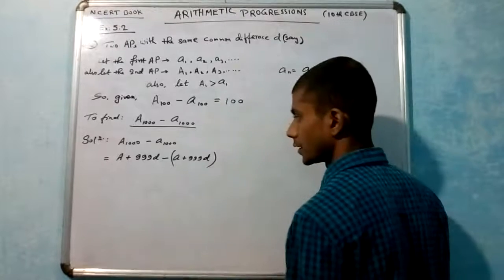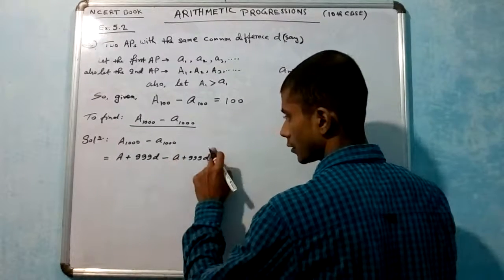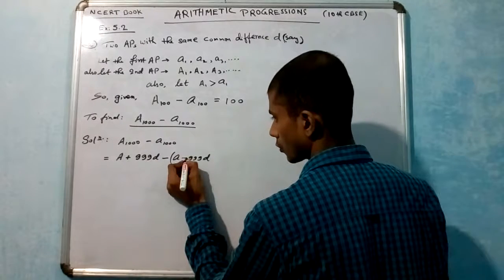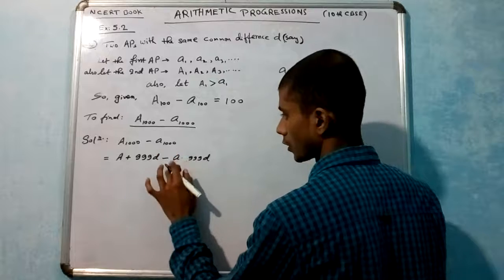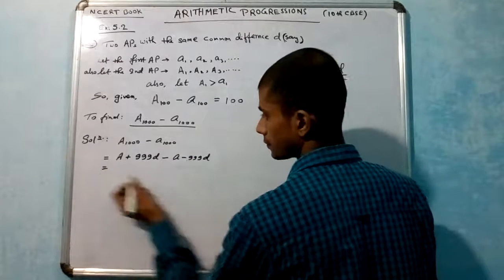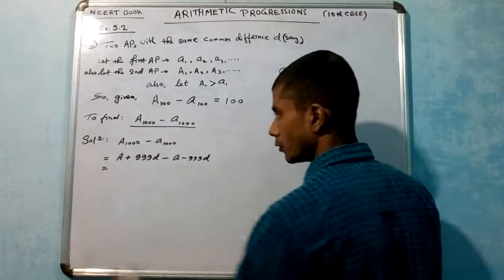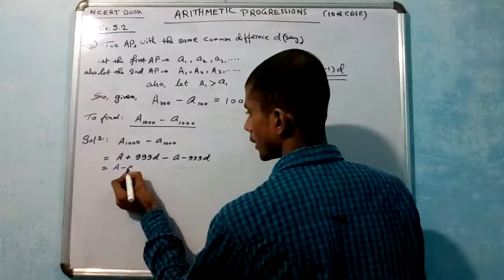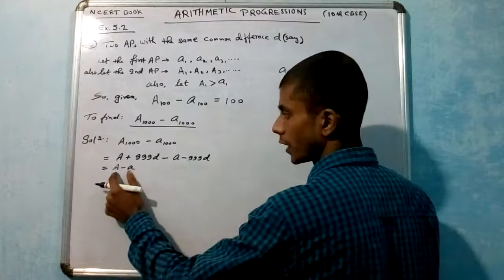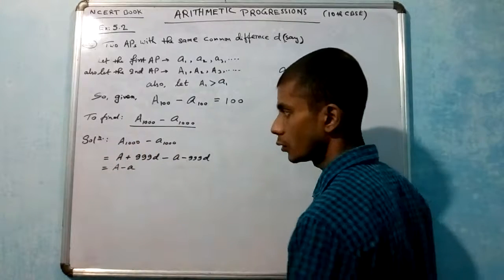If I open the bracket, I should put down minus a and minus this. So what will happen? This and this will cancel or not? The d terms will cancel, and we will be left only with capital A minus small a. Somehow if we get this value, our answer will be ready, no?